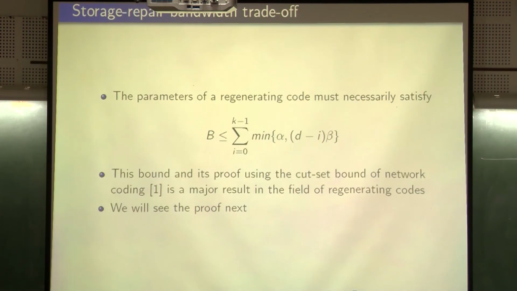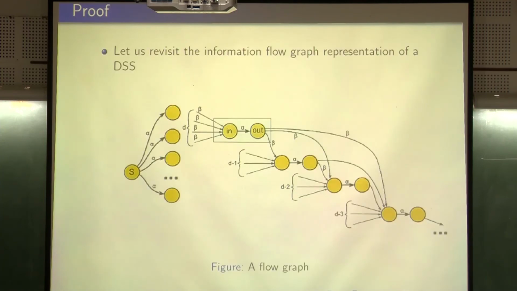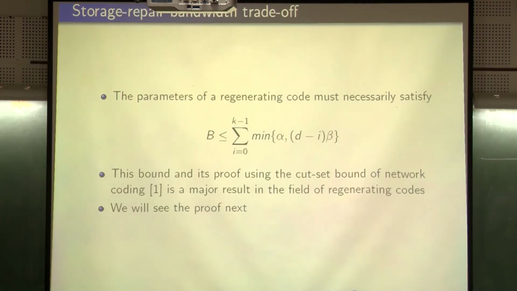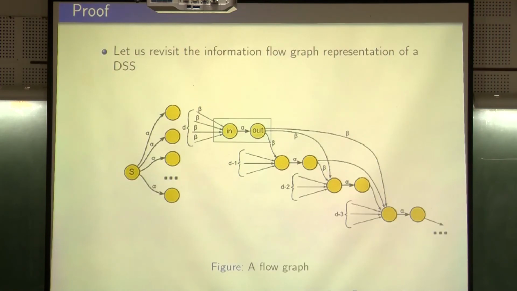So basically the storage repair bandwidth, let's come back to that a bit later, I'll explain. We'll go for the proof. I think with that it will be much clearer. The storage repair bandwidth trade-off says that the parameters of the regenerating code must necessarily satisfy this condition. That is, it has to be the minimum of α and (d minus i) β. So you choose every time either α or (d minus i) β, whichever is minimum. That is where the min cut comes in. So this bound and its proof is basically cut set 1.